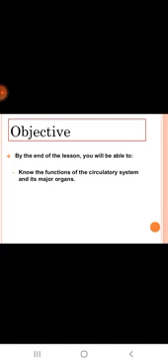Now let's move on. Now, objective. What does the objective mean? It means that by the end of the lesson you will be able to. Yes, the meaning of the objective is this, right, Ahad? Now, know the functions of the circulatory system and its major organs.